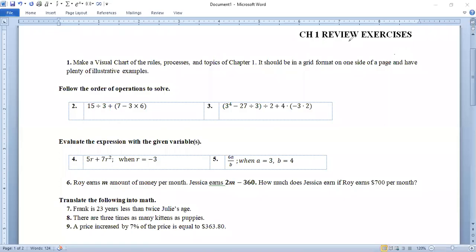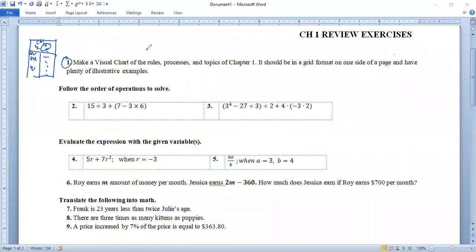Here we are in the Chapter 1 review exercises, numbers 1 through 9 and their solutions. Let's recall that number 1, you're going to be making a visual chart. That is a grid format where we have Chapter 1 material. You're going to put Chapter 1 up there and put rules and examples and highlight those things that are most important with what you've learned in Chapter 1. Okay, let's go through these.